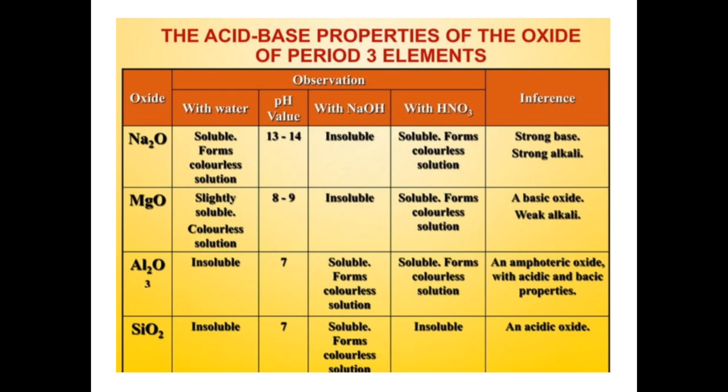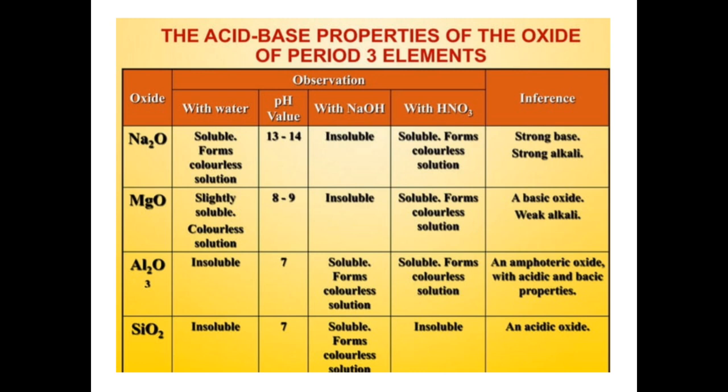Aluminum oxide is insoluble in water, forming a pH of 7. But with NaOH it forms a soluble colorless solution, and with HNO3 it forms a soluble colorless solution. That means it's an amphoteric oxide because it shows both acidic and basic properties.